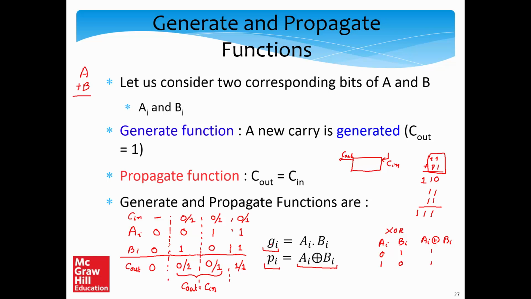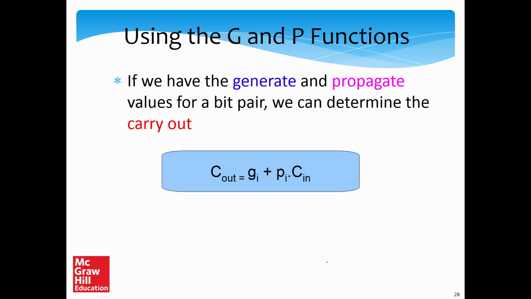So what is the takeaway point from this slide? The generate function that we have defined, which is AI and BI, means that irrespective of the carry in, a carry out is always generated. And PI, which is propagate I, means that if this function is true, the carry out, C out, is equal to C in. So keeping this in mind, let's move forward.